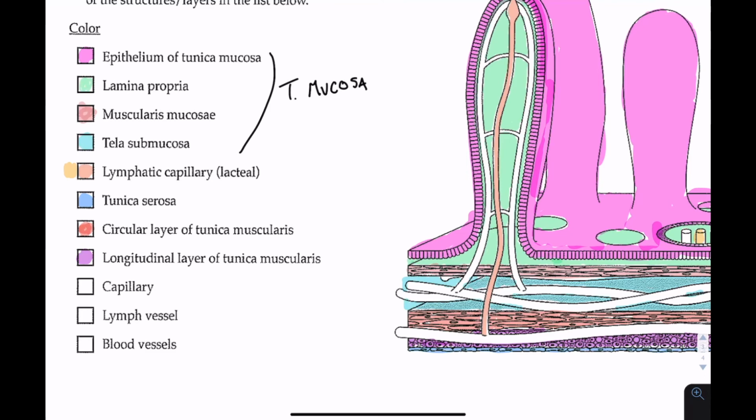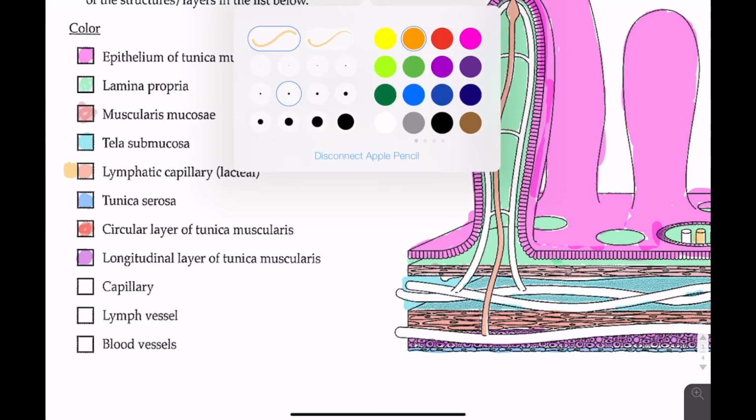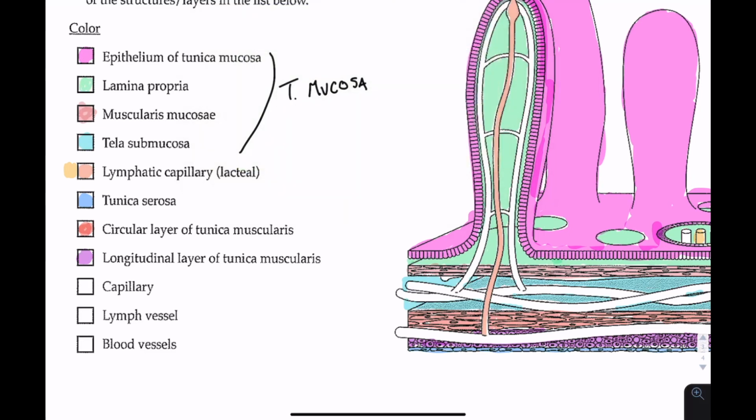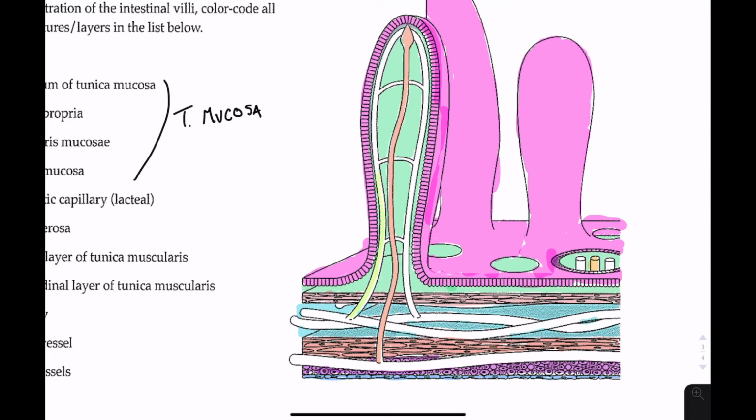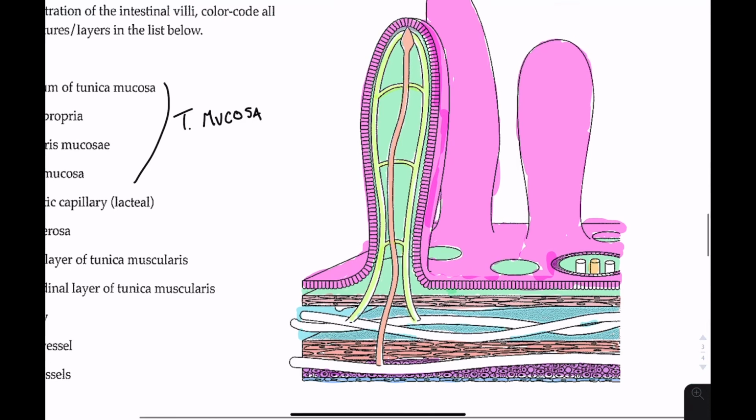Then we have a capillary. So the capillary is the vessel that projects up into the villi. So I'm going to use this neon green for the capillary. Okay, and then also we're going to come over to this little one. Those are both our capillary here. So we want to make sure we color those little guys also.